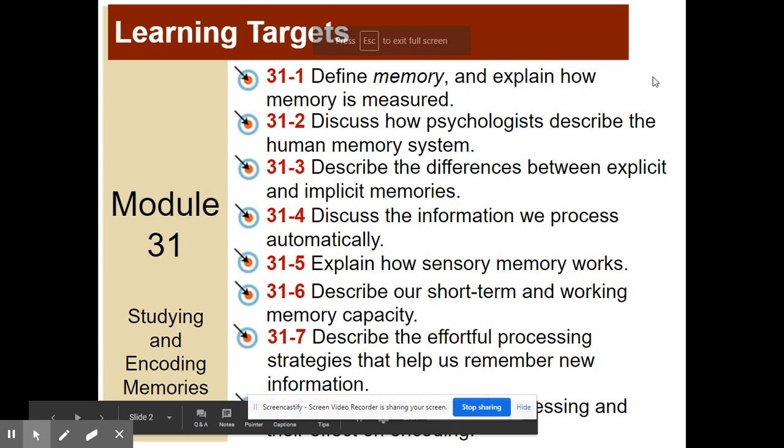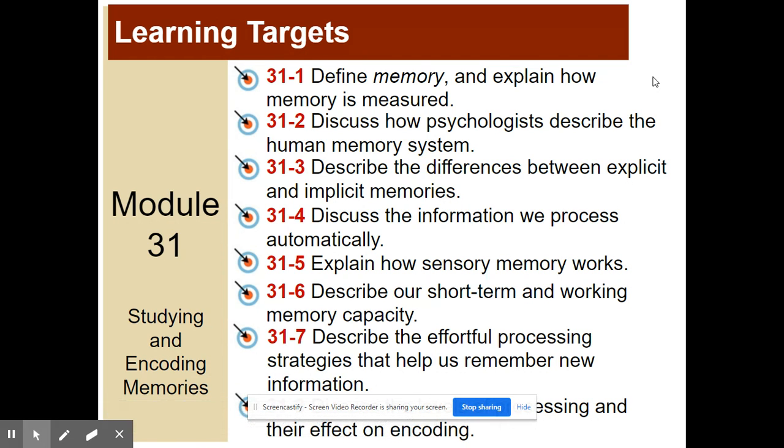Today, we are going to be taking a look at part of the cognition unit in 7, specifically looking at Module 31 on memory. We're going to be studying and encoding memories. How do we take information that we see, hear, and so on, and store it into our memory?